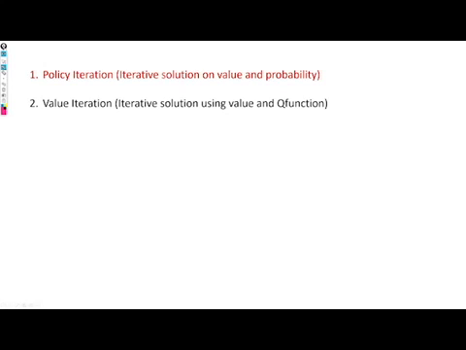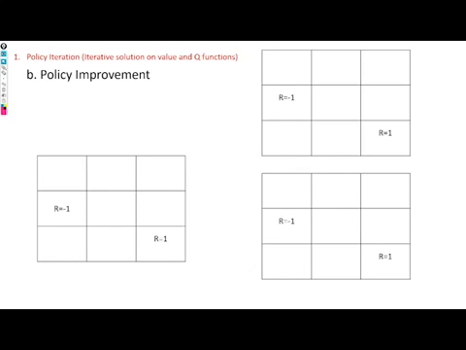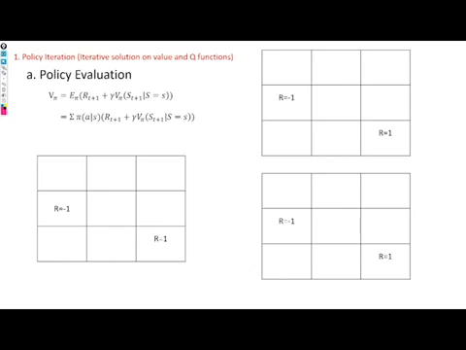So now we're going to talk about a couple of algorithms using these Q and value functions. The first algorithm is called policy iteration. Let's talk about this first. This policy iteration algorithm is composed of two steps. The first step is policy evaluation, and the second step is policy improvement. Let me first talk about policy evaluation.